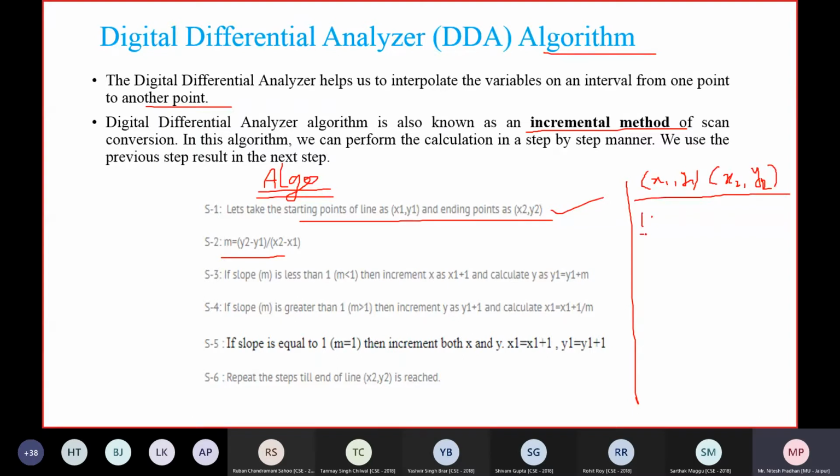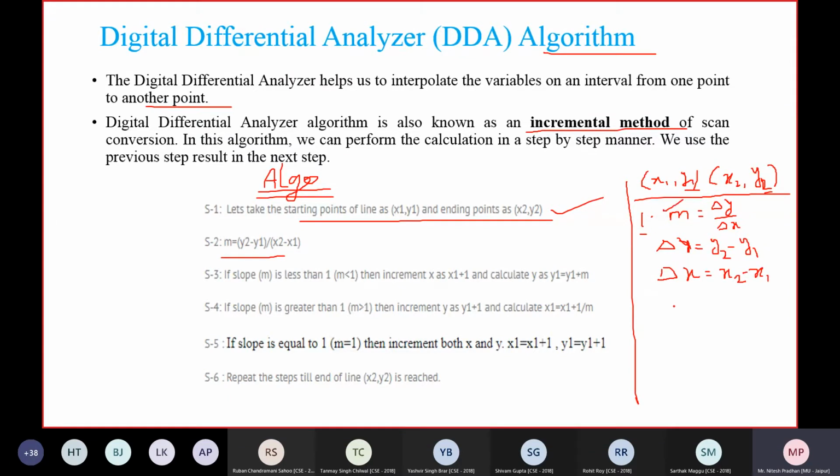In step 1, first of all you have to calculate the value of m, and m is nothing but your slope, which is calculated as delta y by delta x. Now what is this delta y and delta x? Delta y, as I told you, is the difference in y, which is y2 minus y1, means this value minus this value. Through this you can calculate delta y. And the second one is delta x, which is the difference in x, which is x2 minus x1. So once you calculate these two values, you can easily find the value of m.